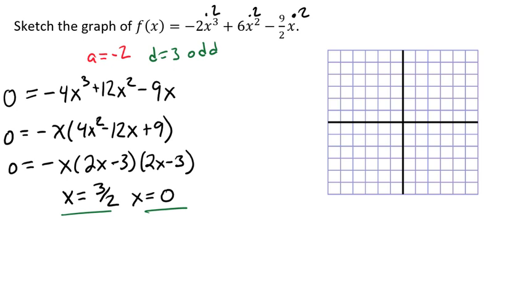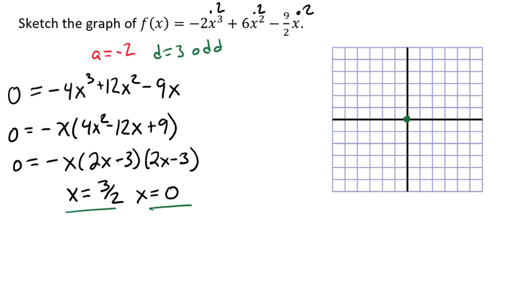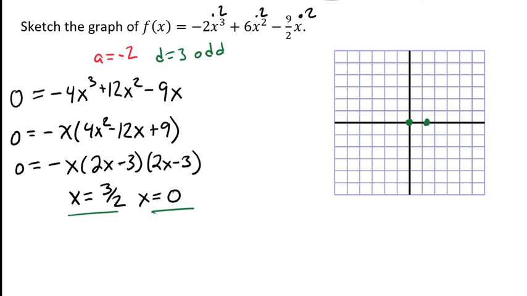To start our sketch, we're going to graph those two points: x equals 0 and x equals 3/2. There we go, we have our two points. Now to figure out what the rest of the graph looks like, we need to pick points around these. We want a point smaller than 0, something between 0 and 3/2, and then something larger than 3/2.